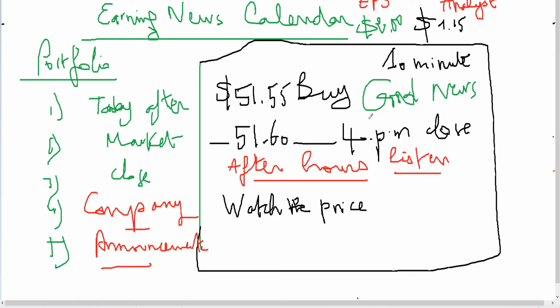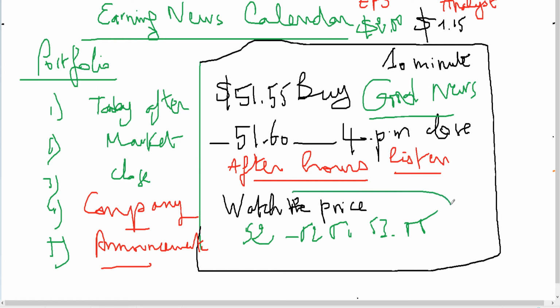Mostly with good news, you begin to see that 51 begins to change to 52, then 53, then it begins to go very quickly. This is the opportunity where you see the stock going up, and when you see enough profit, you sell. Since you have bought already, you sell.